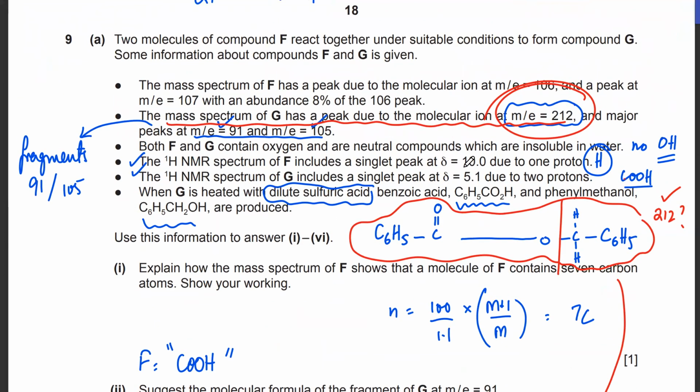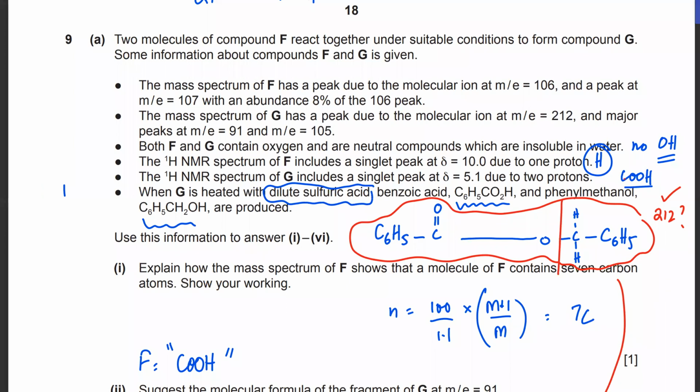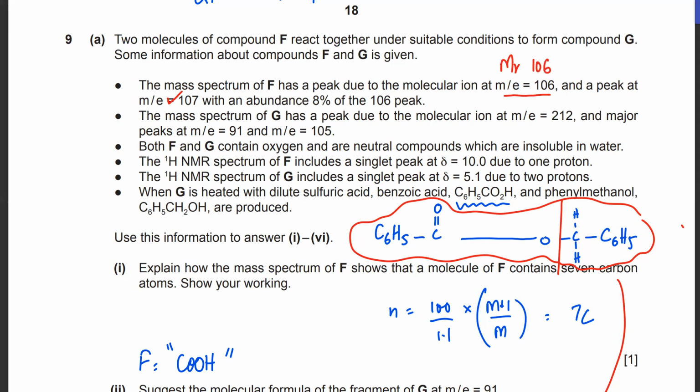F, remember, he told us, forget G at the moment, forget the fragment thing. We need to figure out what F is, and he's given us the only information. We figured out G, that's done. So what information did we have only for F? That it had a mass, the m/z is the mass to charge ratio. So it's basically mass, because the charge is +1. So the mass is 106, and due to carbon isotopes, you've got 107, right? So the M_r is 106.